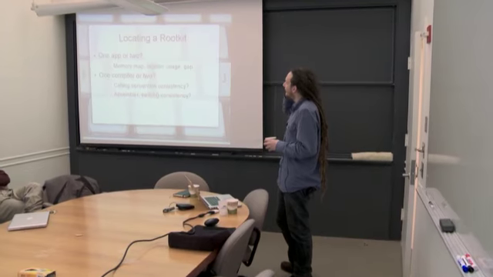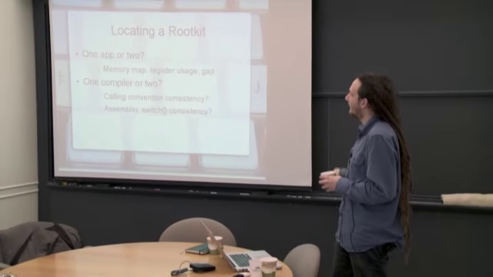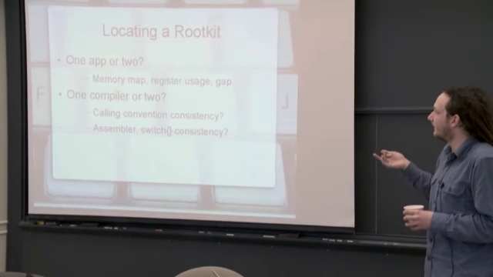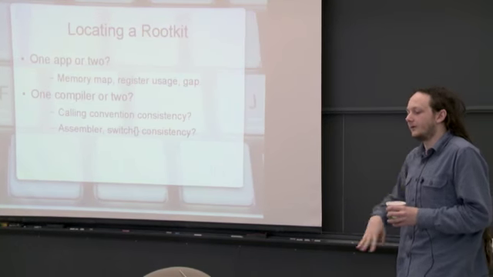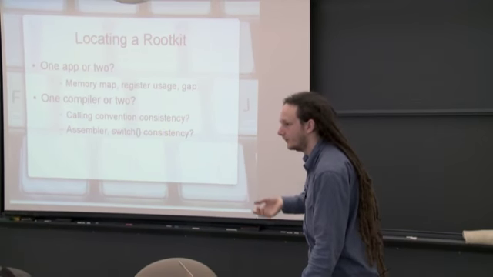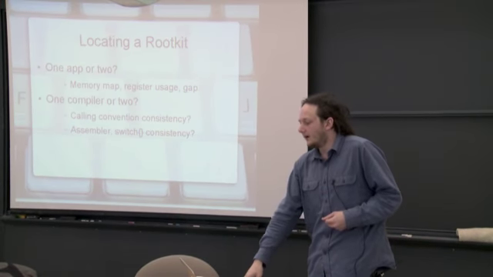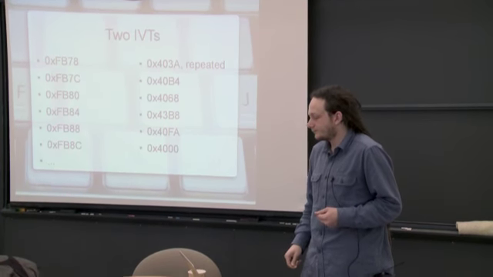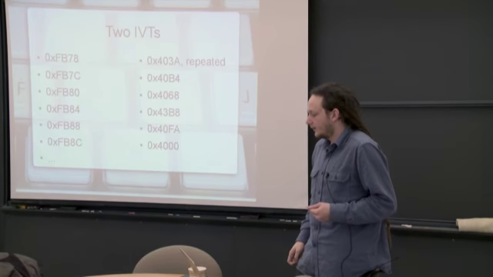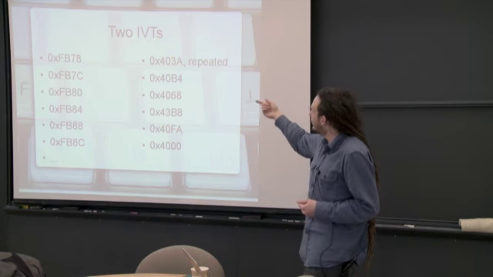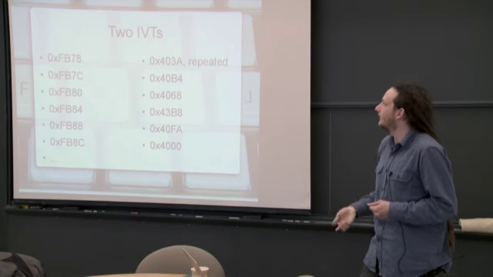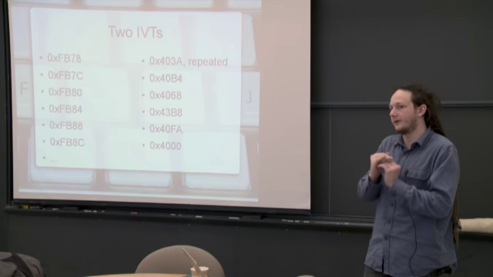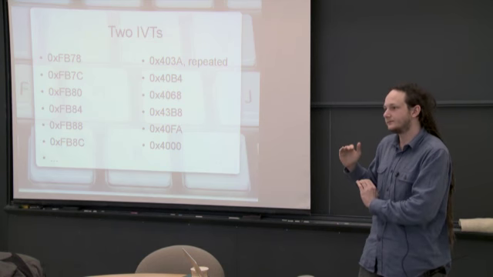So if you have an image that you think might have been modified, look to figure out whether it's one application or two, whether it's using one compiler or two, one assembler or two. You'll also note that interrupt vector tables usually have all of the interrupt functions in the same region.